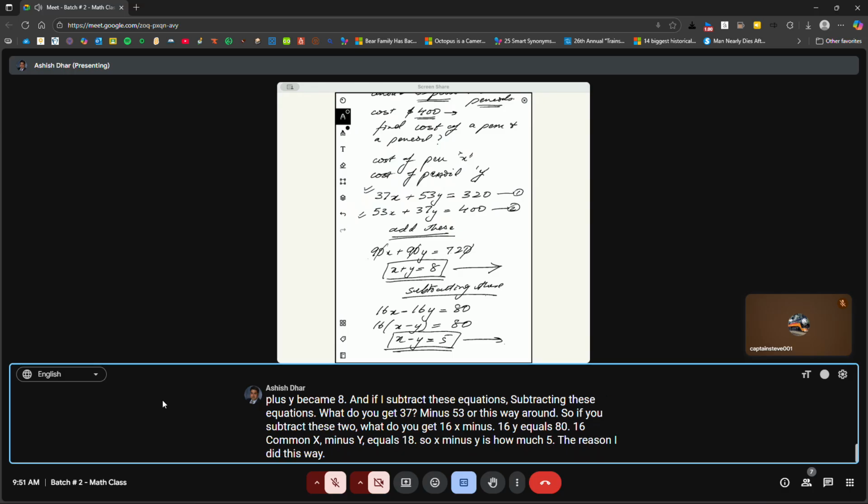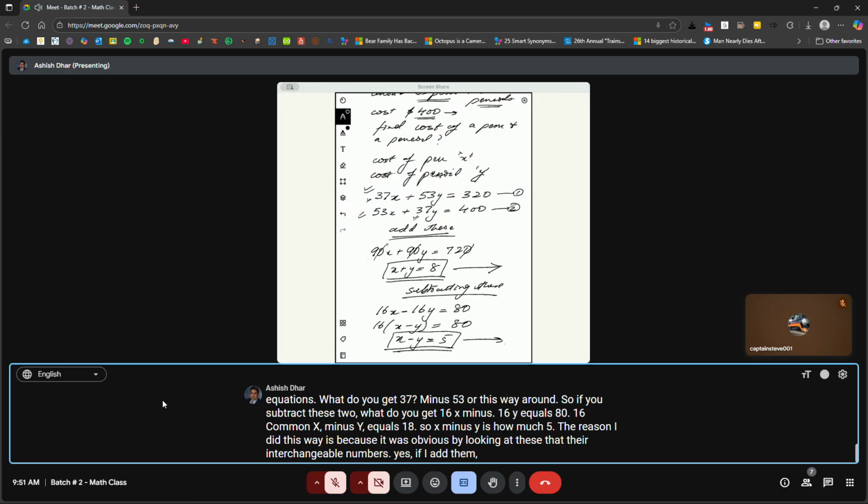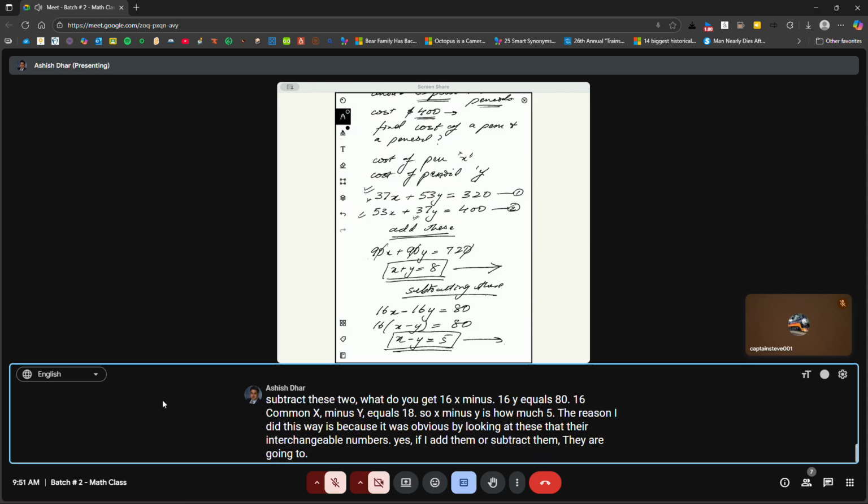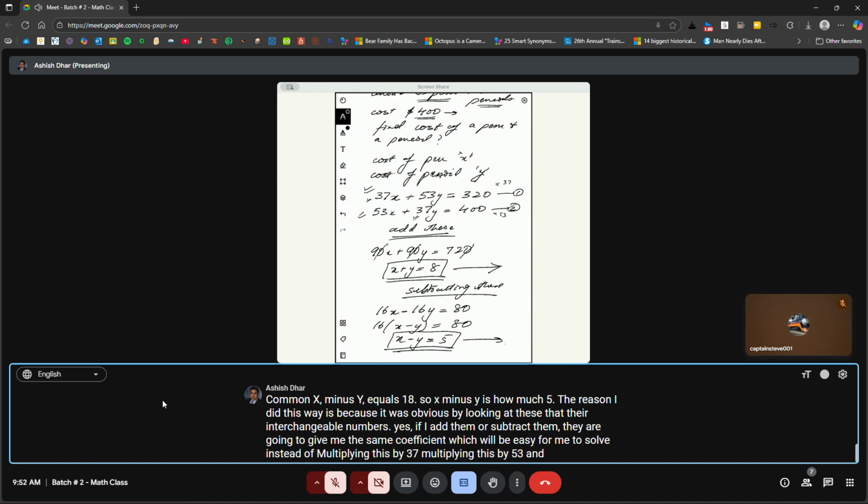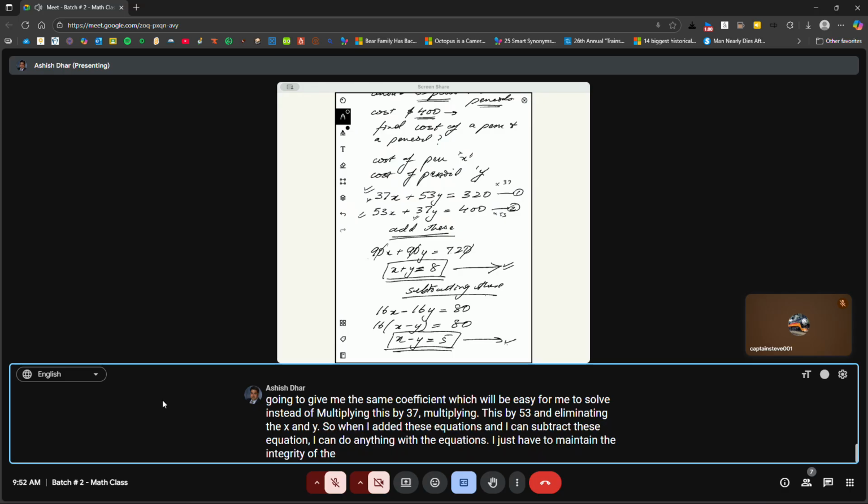The reason I did it this way is because it was obvious by looking at these that they are interchangeable numbers. If I add them or subtract them, they are going to give me the same coefficient, which will be easy for me to solve, instead of multiplying this by 37, multiplying this by 53, and eliminating the x and y. So when I added these equations, I can also subtract these equations. I can do anything with the equations. I just have to maintain the integrity of the x and y.